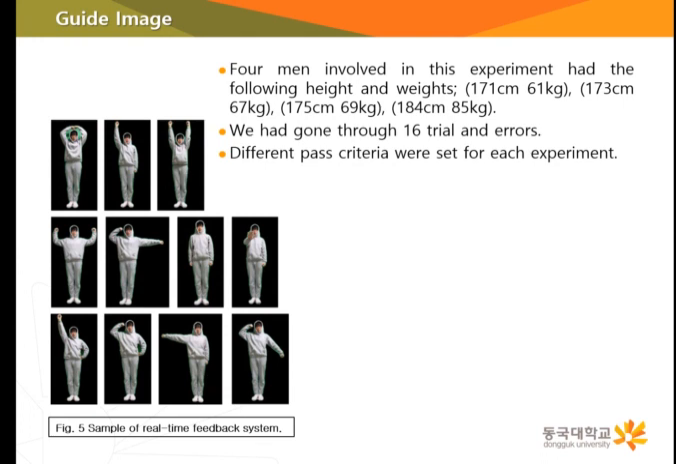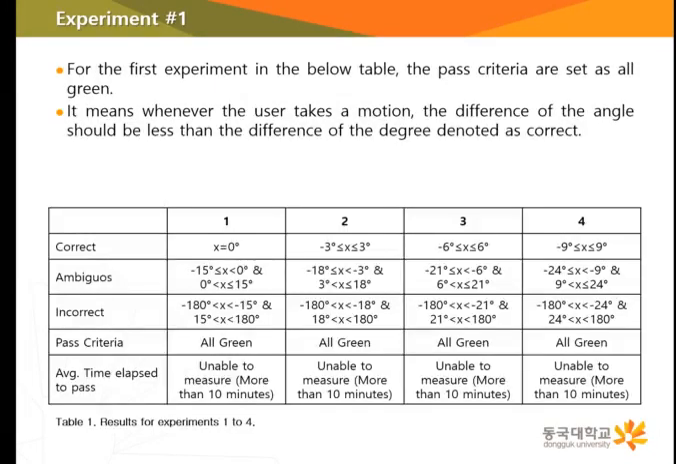There were 4 men involved in this experiment, and they had the following heights and weights: 171 centimeters, 61 kilos; 173, 67 kilos; 175, 69 kilos; and 184 centimeters, 85 kilos. We went through 16 trials and errors. Different pass criteria were set for each experiment. Table 1 shows the results for experiments 1 to 4.